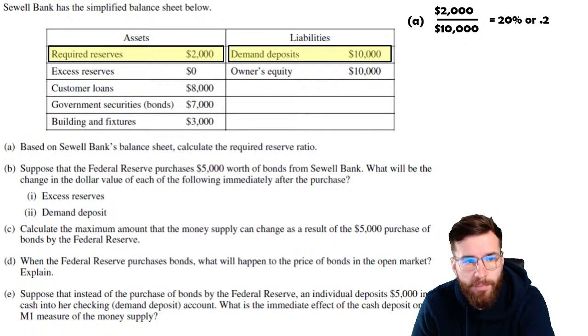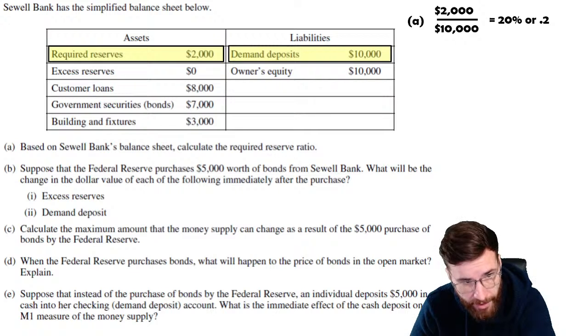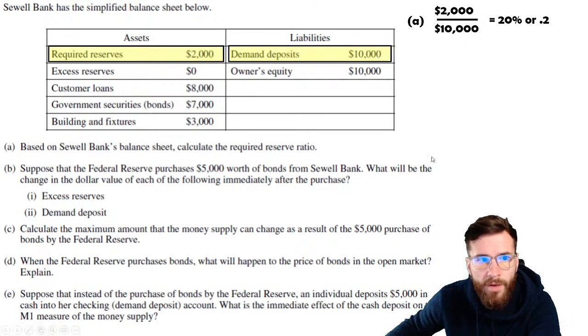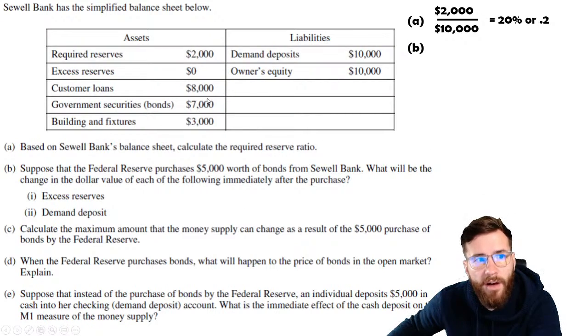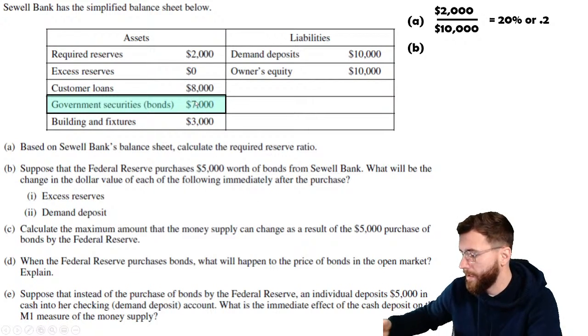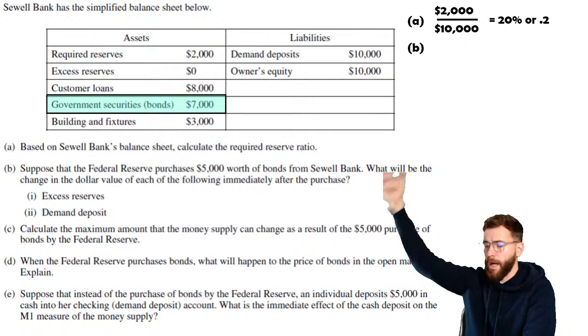B, suppose that the Federal Reserve buys $5,000 worth of bonds from Sewell Bank. What is the change in the dollar value for each of the following immediately after the purchase? Not over time, immediately after the purchase. So here's what's going to happen. The bank is selling their bonds. The Fed is buying the bonds back. Like, hey, you have $7,000 worth of bonds. The bank chose to sell them, and therefore the Fed's buying them back.